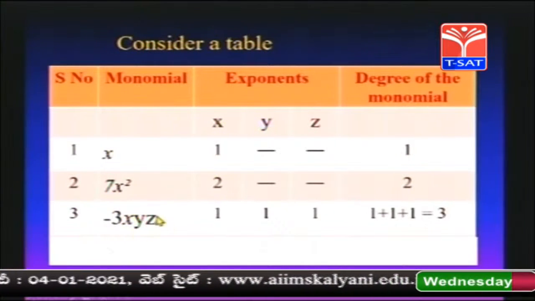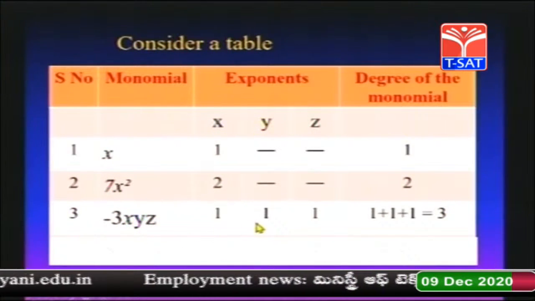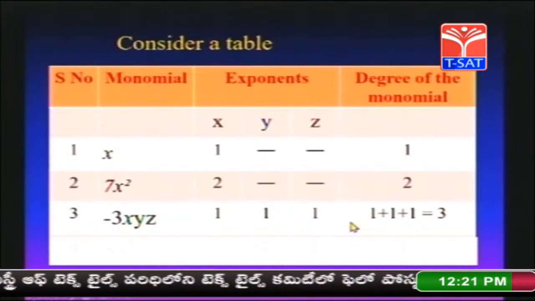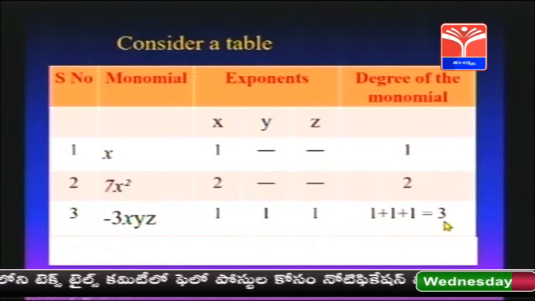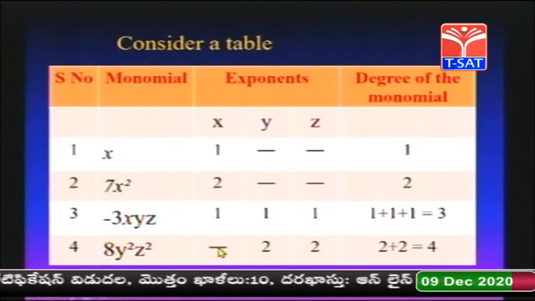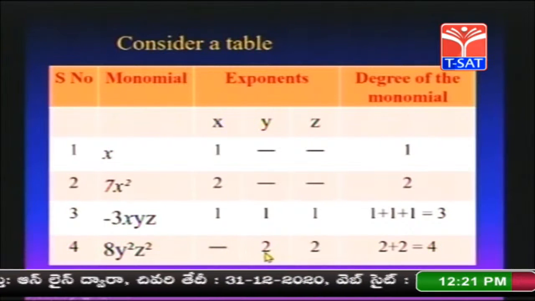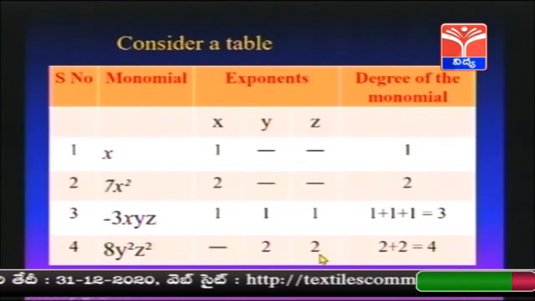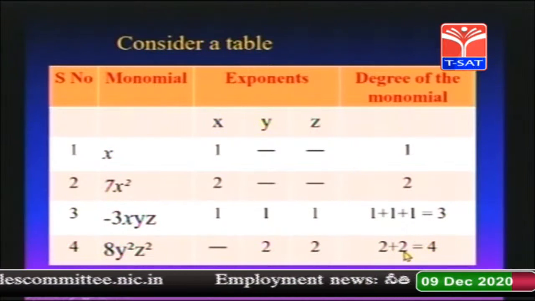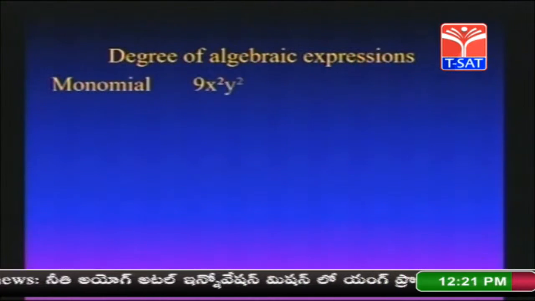Minus 3xyz is also a monomial. Exponent of x is 1, exponent of y is 1, exponent of z is also 1. So the degree of this monomial is 1 plus 1 plus 1, that is 3. 8y square z square. Here you don't have an x term, so the exponent of x is not mentioned. Exponent of y is 2, exponent of z is 2. So the degree of this monomial is 2 plus 2, that is equal to 4. Degree of algebraic expressions, monomial.